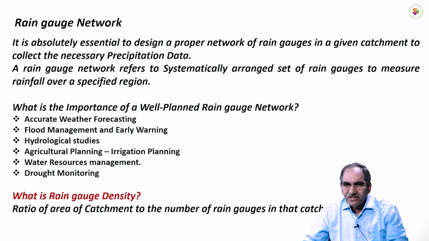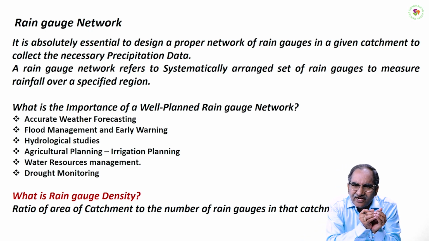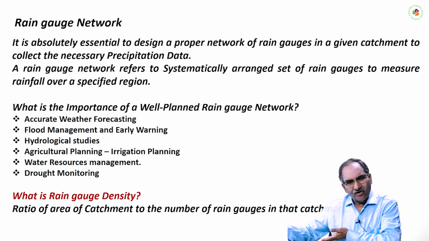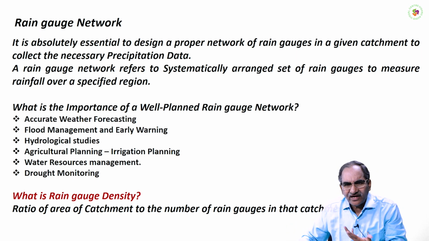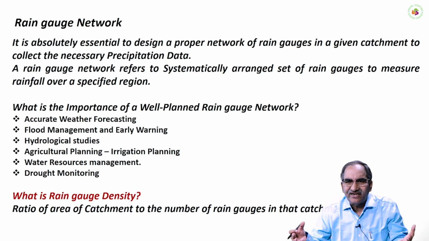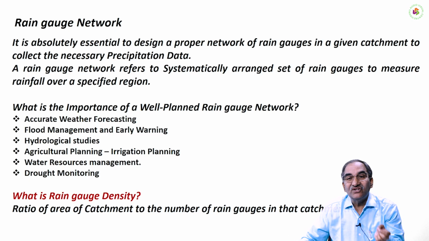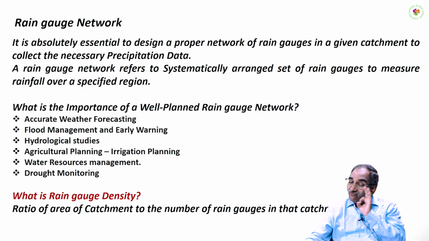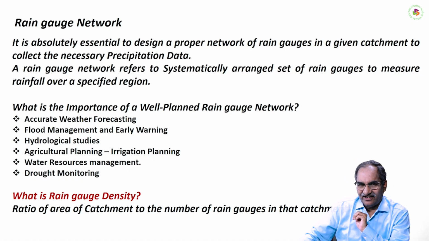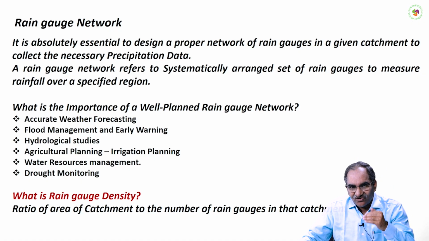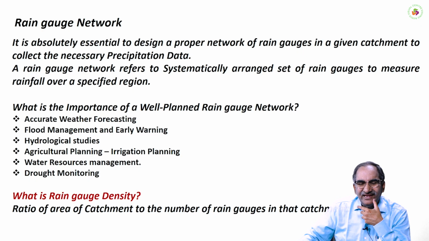There must be a method. You cannot keep 10 rain gauges in one district and no rain gauges in another district. That is not correct. There must be a way for it. So first we need to understand the definition of rain gauge density. Once you understand it, then let us go into exactly how many are required.